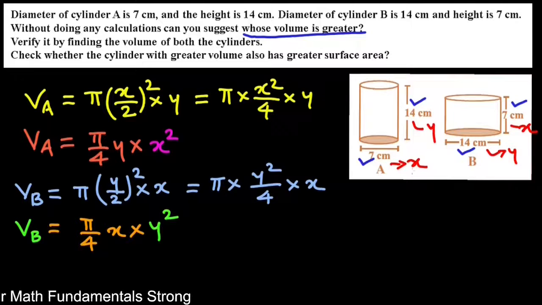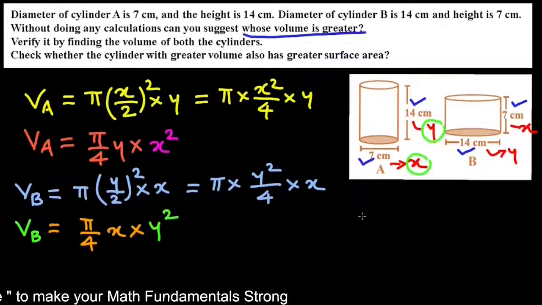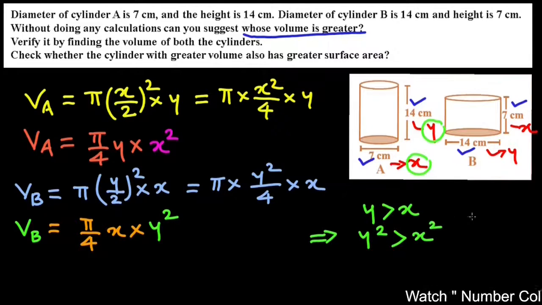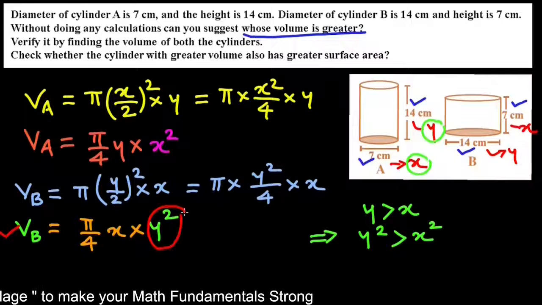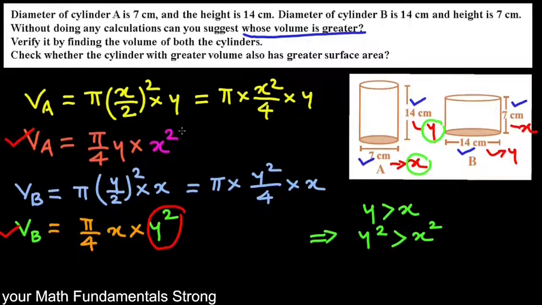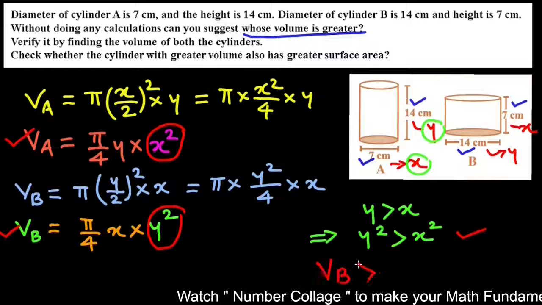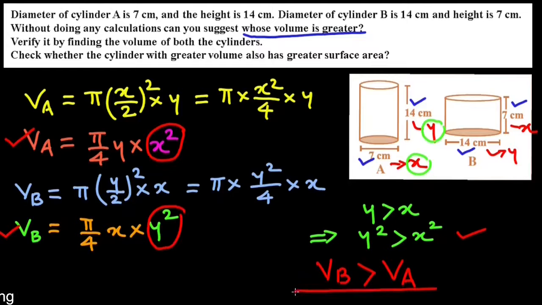We observe that quantity y is greater than quantity x. So we write y is greater than x, which implies y square is also greater than x square. Now, in the volume of cylinder B, there is a square of y, and in the volume of cylinder A, there is a square of x. Since y square is greater than x square, we conclude that volume of cylinder B will be greater than volume of cylinder A without doing any calculations.